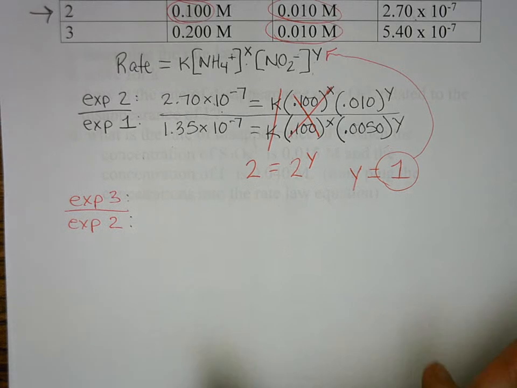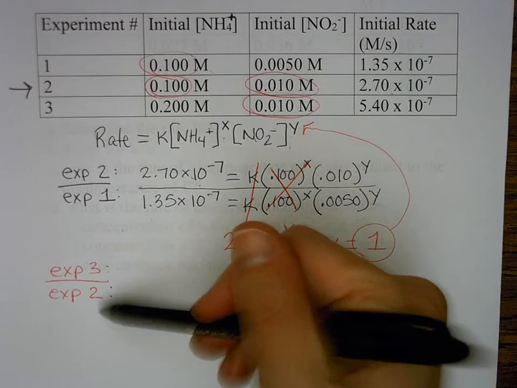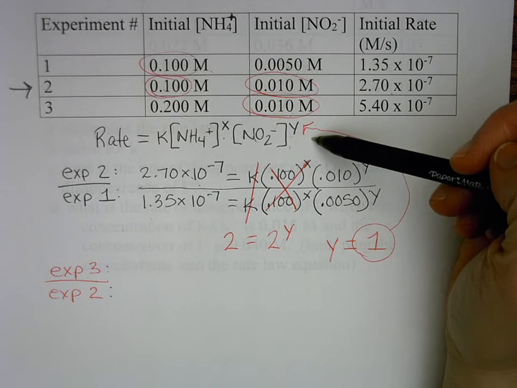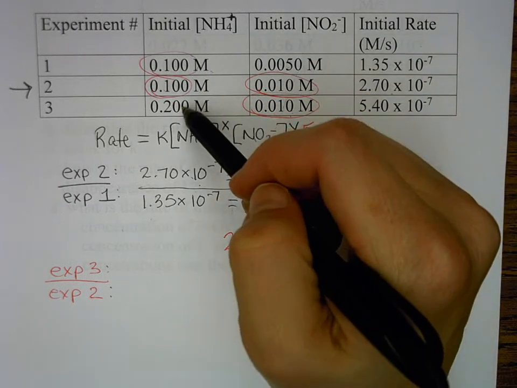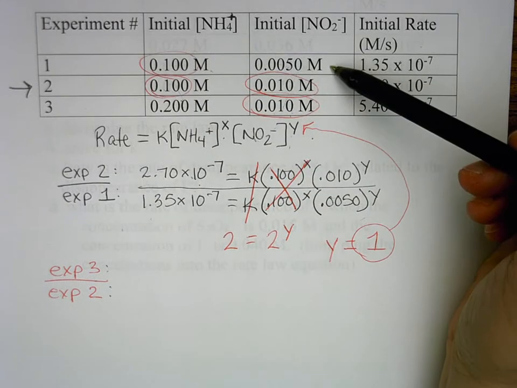Yep. Why do we do experiment 3 over experiment 2? Because if I do experiment 3 over experiment 2, then I get this side to cancel, and then I can solve for x. Because on the previous one, I had this side to cancel, so I solved for y. So I'm just trying to solve for both exponents.